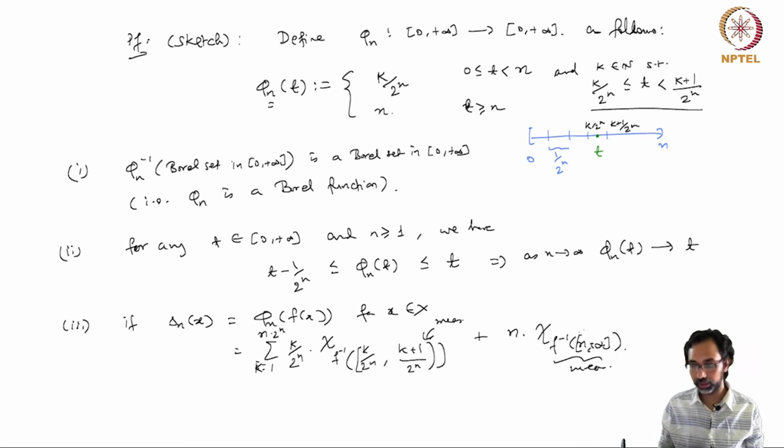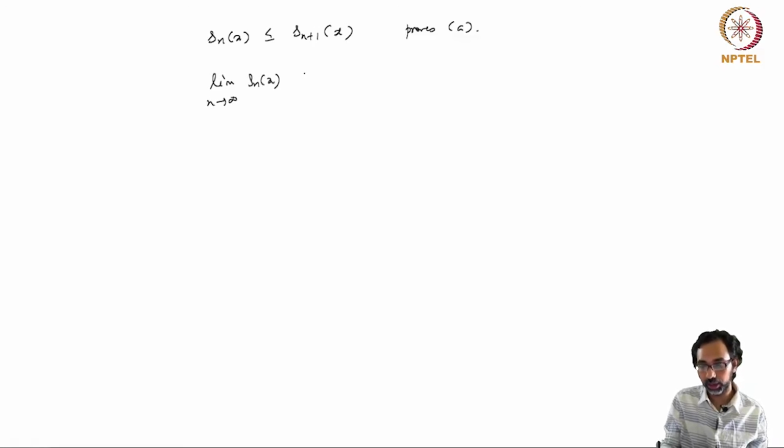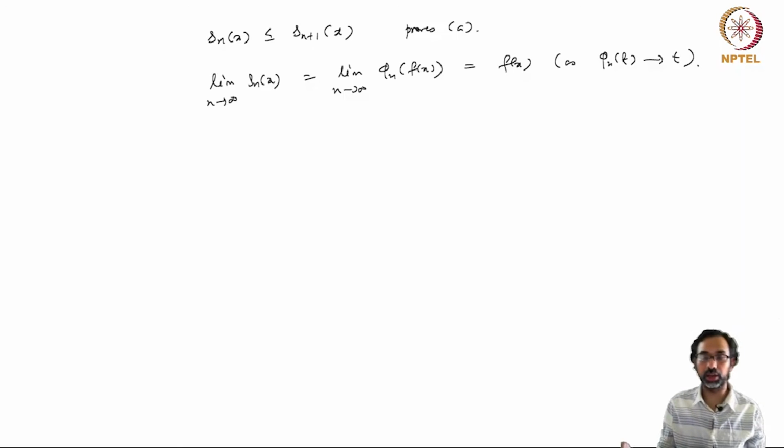So S_n(x) is a simple function, and it's easy to show that S_n(x) is less than or equal to S_{n+1}(x). So this proves part A, and the limit of S_n(x) as n goes to infinity is equal to the limit as n goes to infinity of phi_n of f(x), and this is precisely equal to f(x), as phi_n(t) converges to the identity function t.